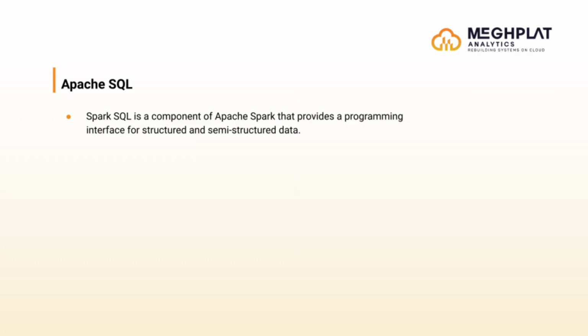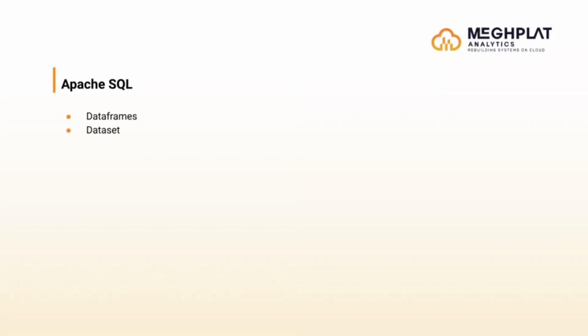Okay, so now what is Spark SQL? Basically, it is a component of Apache Spark which provides a programming interface for structured and semi-structured data. It allows you to seamlessly integrate SQL queries with Spark programs, making it easier to work with structured data using Spark's distributed processing capabilities. In Spark SQL, we have two main terms: one is data frames and the second one is data sets.